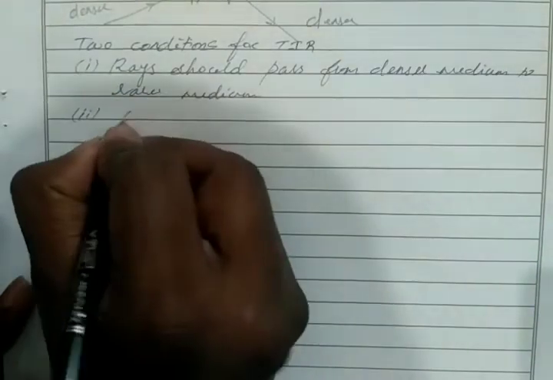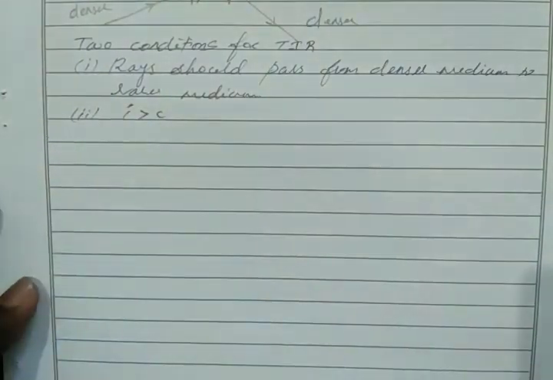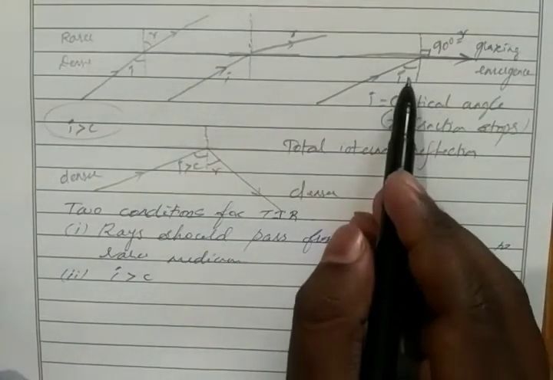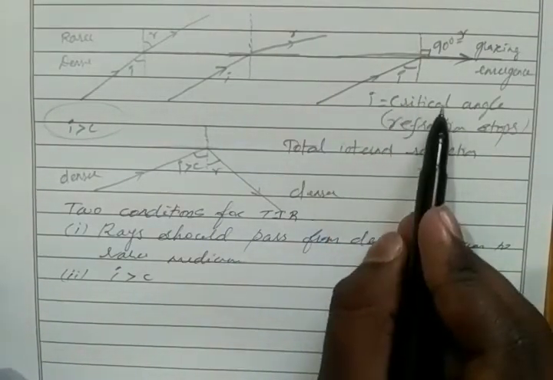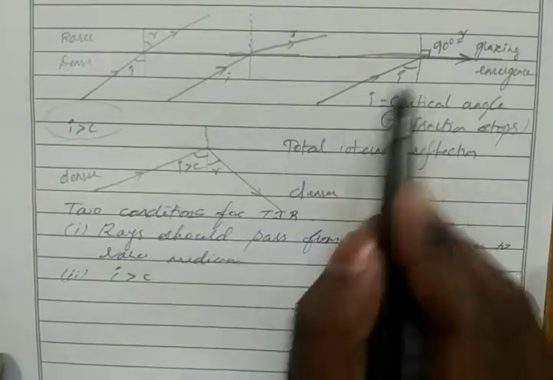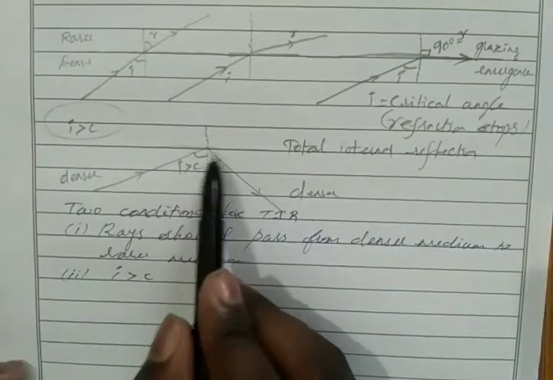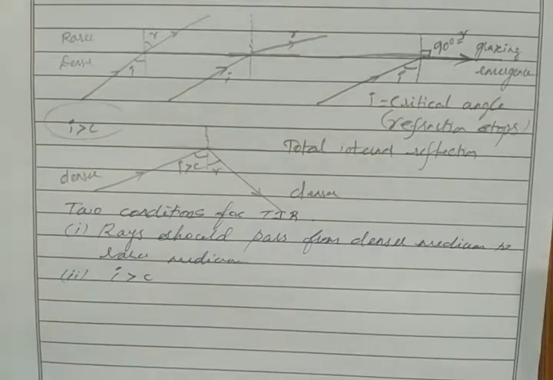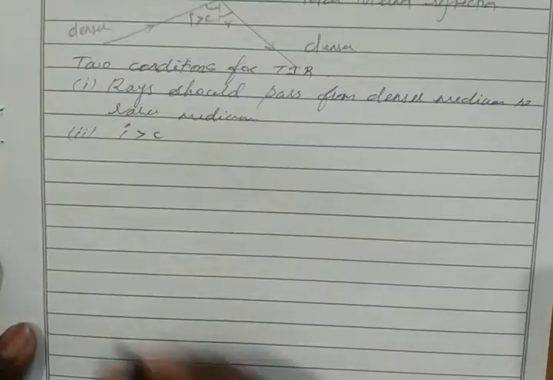Then the second condition, very important: angle of incidence should be greater than critical angle. Here angle of incidence equals critical angle, but here angle of incidence should be greater than critical angle, then only total internal reflection takes place. Clear? So we have totally three cases.